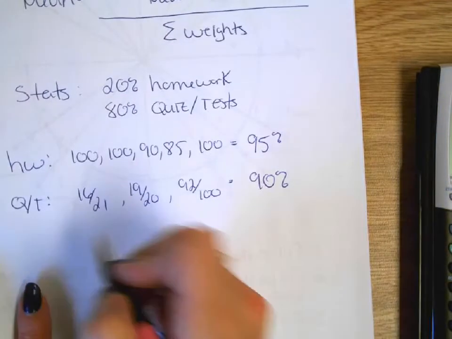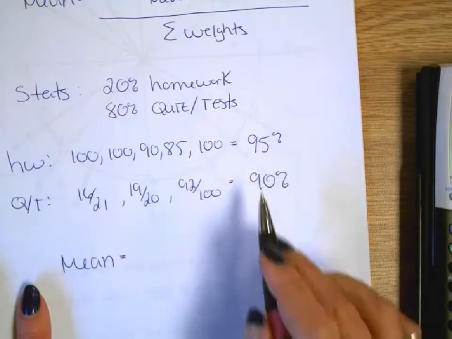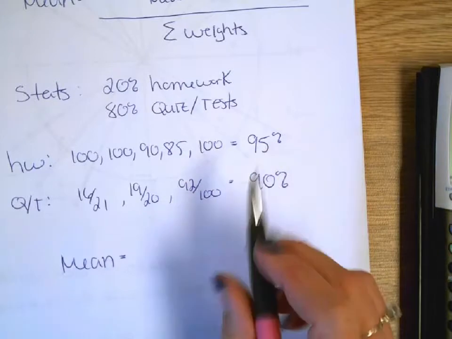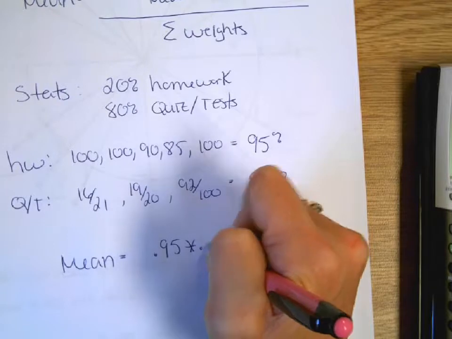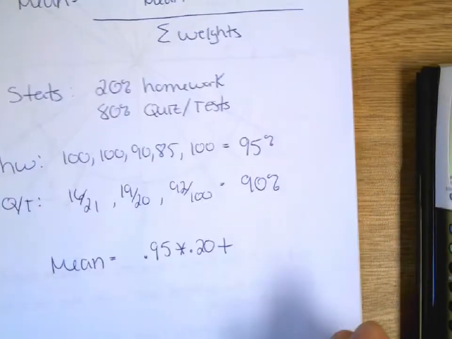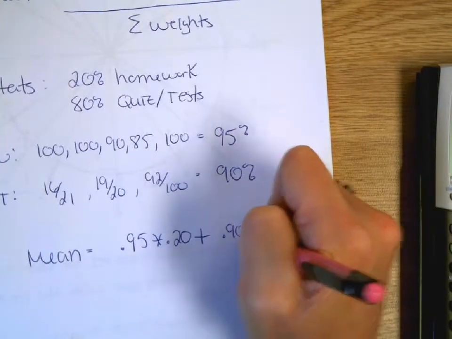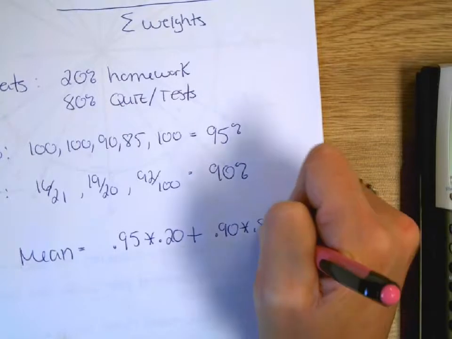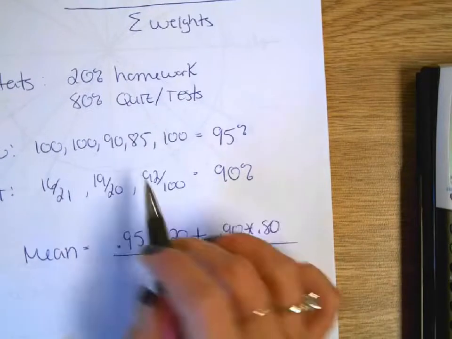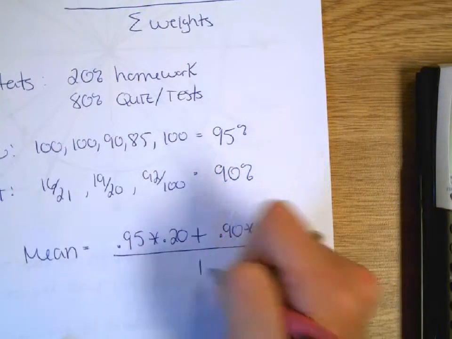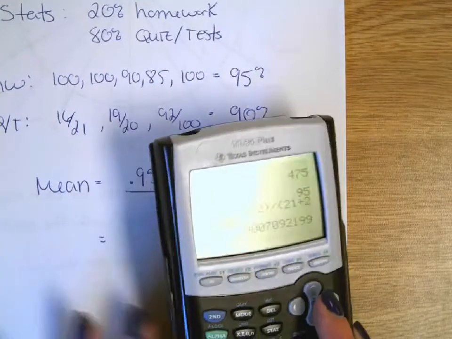So then my weighted average, I take my 95% times the weight of 20%. And then I'm going to add my next category, which is quiz and test. I had a 90% average multiplied by 80%, but that's the category weight. The sum of my weights, I do have 100% there, so I'm dividing by 1. And then it's just a matter of cranking through that.